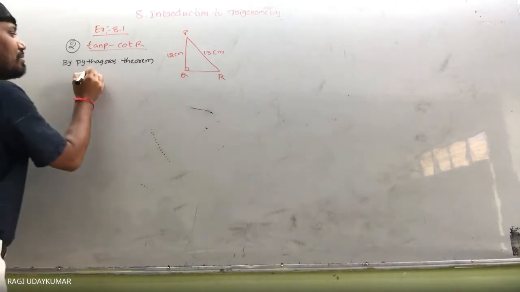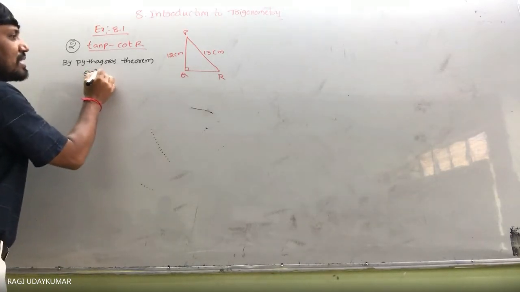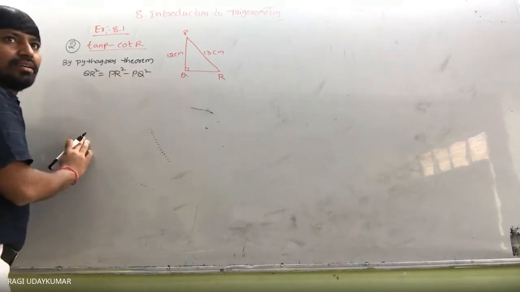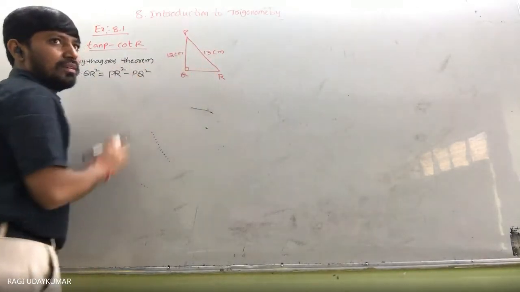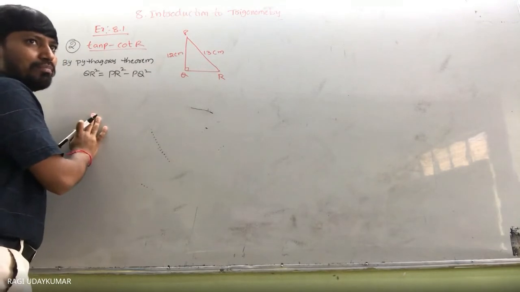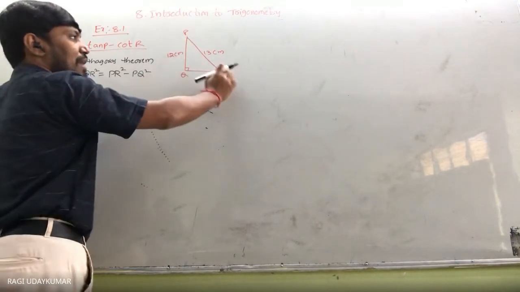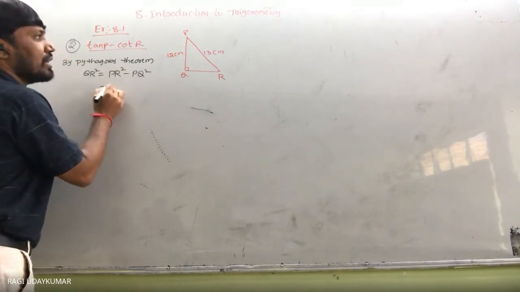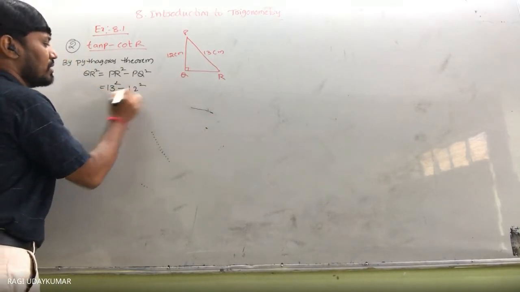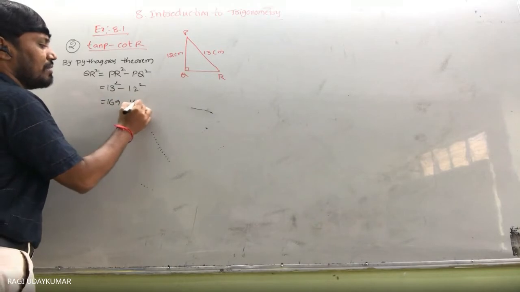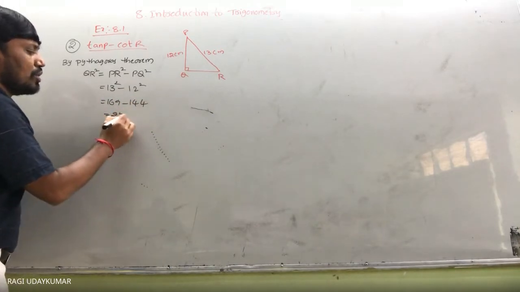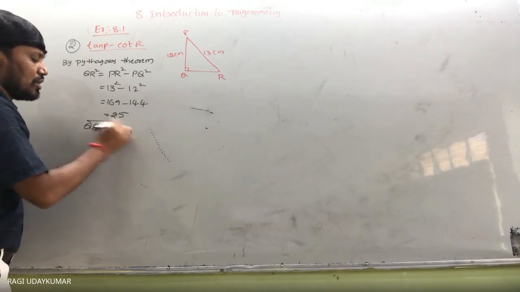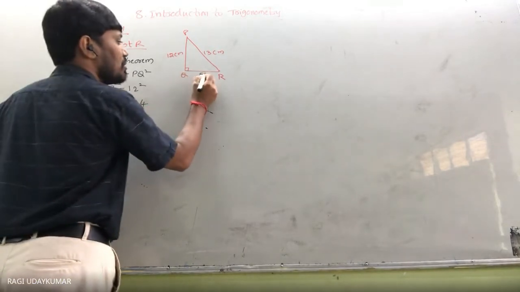By Pythagoras theorem, QR square is equal to PR square minus PQ square. PR is the hypotenuse, so hypotenuse square minus this; I directly wrote it. Pythagoras theorem says the square of the hypotenuse is equal to the sum of the squares of the other two sides, but here I have taken it like this. 13 square minus 12 square, 169 minus 144, which is equal to 25. Therefore, QR is equal to 5 centimeters. So this is 5 centimeters.